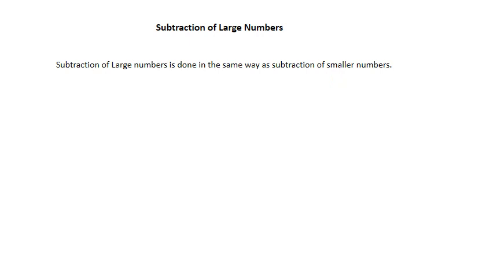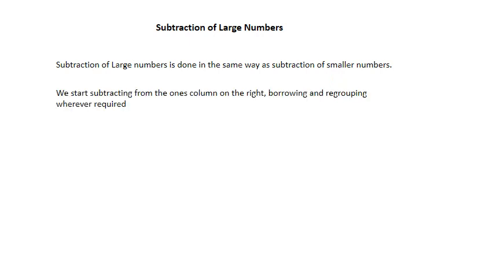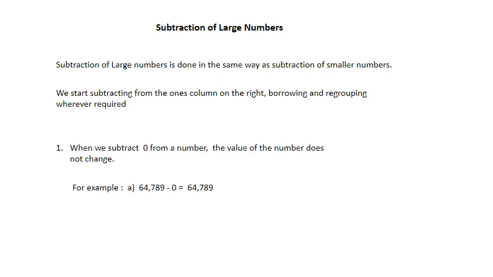Now how do we subtract? We start subtracting from the ones column on the right, borrowing and regrouping wherever required. Now students, here you have to remember three points. First one: when we subtract 0 from a number, the value of the number does not change.